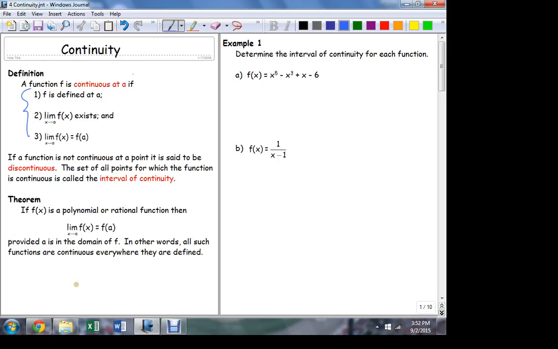And if we collect all the points at which the function is continuous, we call that the interval of continuity. And from what we've already learned, in particular, we already mentioned on the quiz question, for polynomial functions and for rational functions, the limit value and the function value are the same wherever they're defined, so those functions are continuous everywhere they're defined.